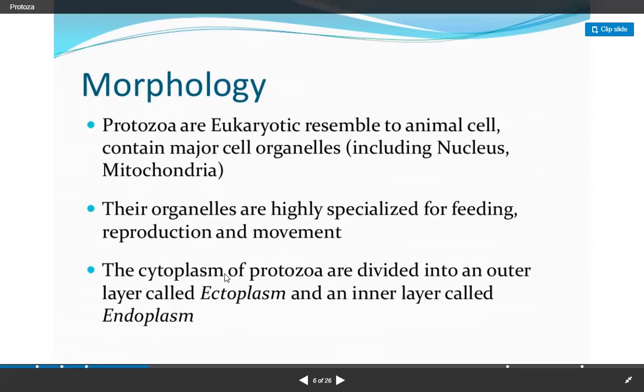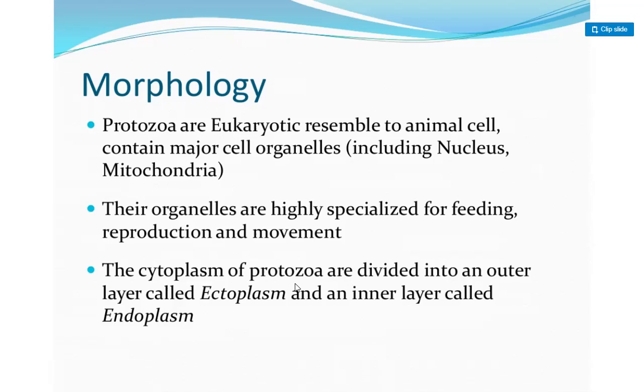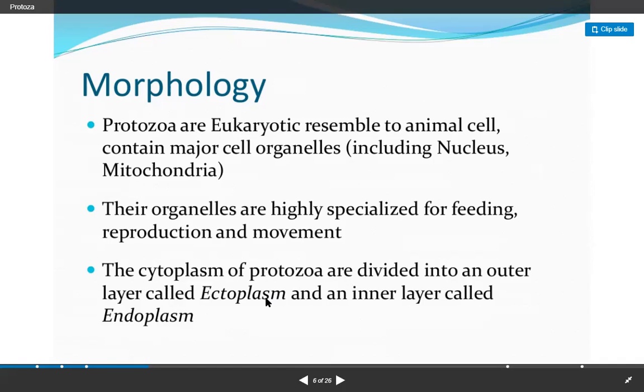The cytoplasm of the protozoans is divided into an outer layer called ectoplasm and an inner layer called endoplasm. Means their cytoplasm, a jelly-like substance within the cell, within the plasma membrane and outside the nuclear membrane, is called cytoplasm, which has two layers, ectoplasm and endoplasm. Ecto means outside, a layer outside the cytoplasm, whereas the layer inside the cytoplasm is called endoplasm.